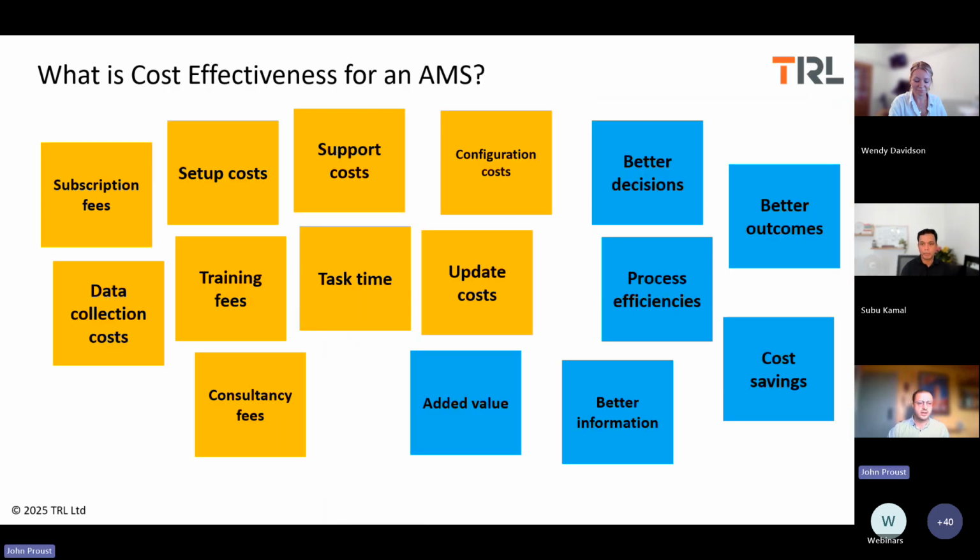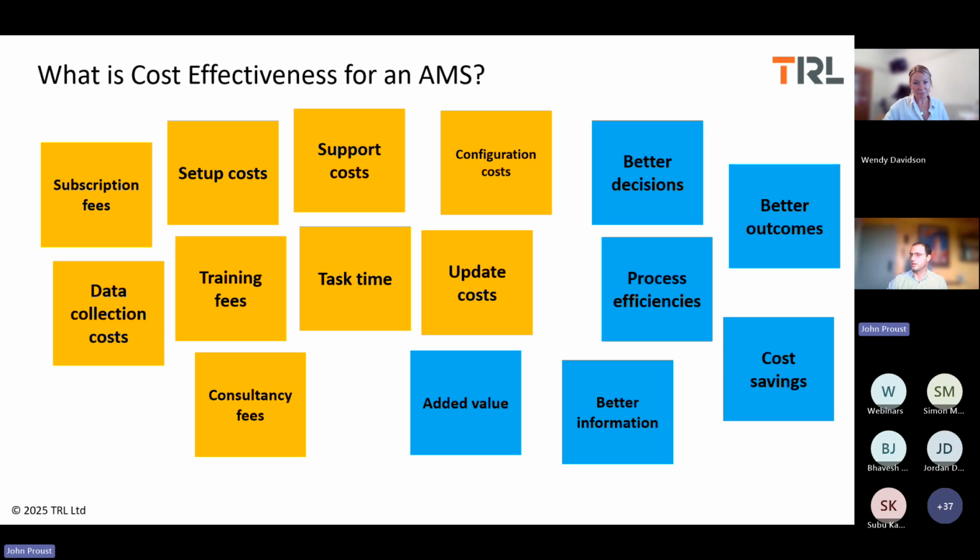Okay, thanks, Subu. Thanks for the intro. So we'll get into the webinar proper now. So obviously our theme today is cost effectiveness, in particular cost effectiveness for an AMS, asset management system. And cost effectiveness obviously has two parts to it. So of course there's the cost part and there is the effectiveness part. And the effectiveness we can think of as the benefits or the outcomes that we want to get for the cost. So let's just quickly have a look at the types of costs that we're talking about with an AMS.